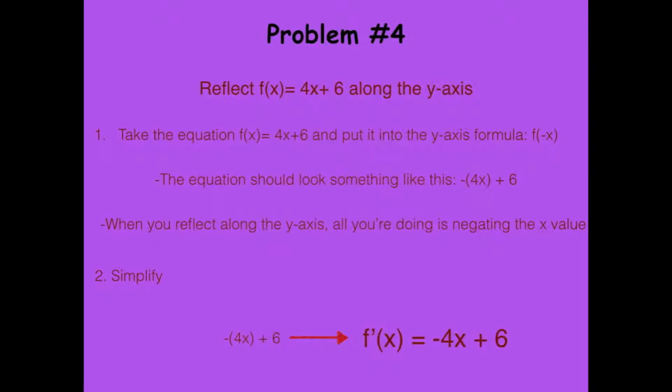So now you simplify. A negative times 4x equals negative 4x. So now the equation should look like this: negative 4x plus 6.